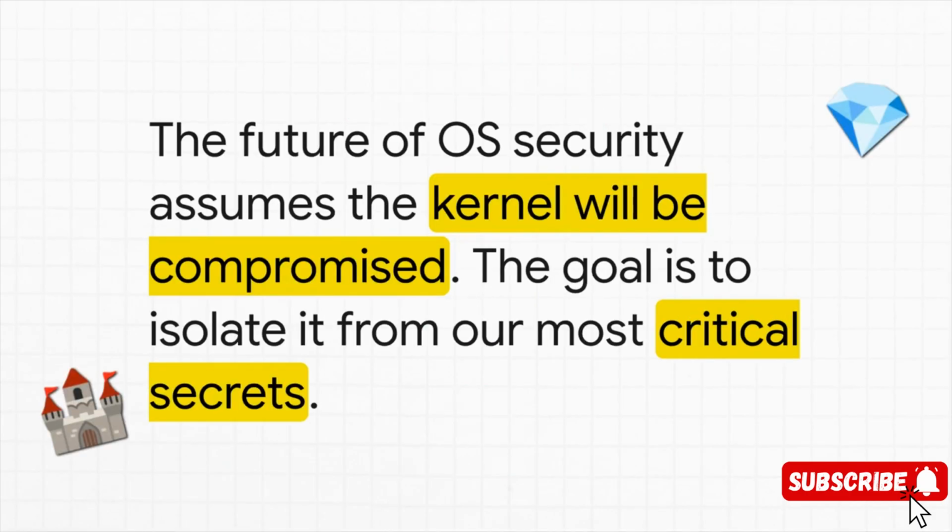And that is the huge takeaway from this whole thing. The new model works from the assumption that the kernel can and probably will be compromised at some point. So instead of just building higher walls around the same old castle, it builds a completely separate, much deeper, and much smaller fortress just for our most critical secrets. The new goal is to make a kernel compromise almost irrelevant for the data that truly matters.